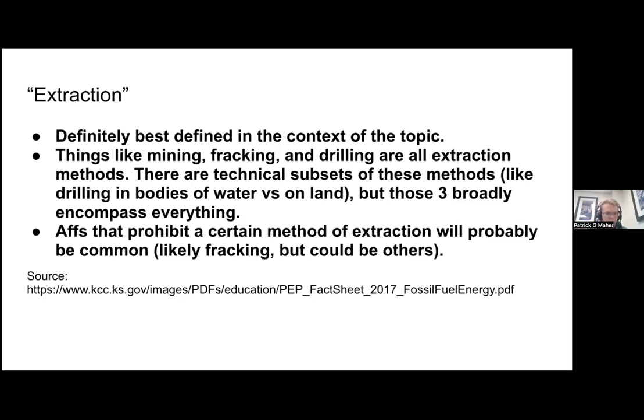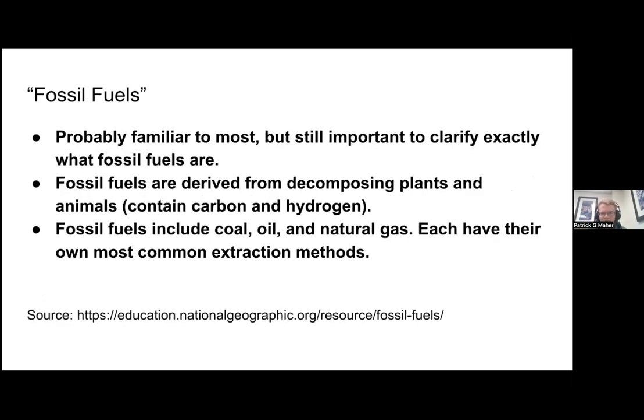The next key term is going to be fossil fuels. Another potentially significant area of specification. Generally, you're going to want to specify what fossil fuels you're trying to prevent from being extracted. Generally, those are clarified as petroleum, coal, and natural gas. But there are outliers. There are other things that technically qualify as fossil fuels. So you should look into those if you want to do a weird little tricks aff that's trying to squirrel away from everything.